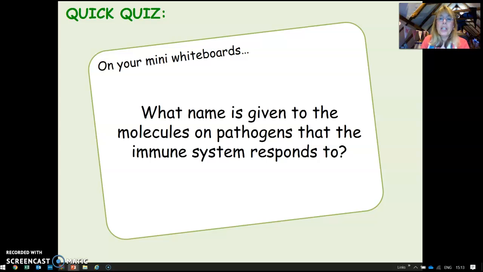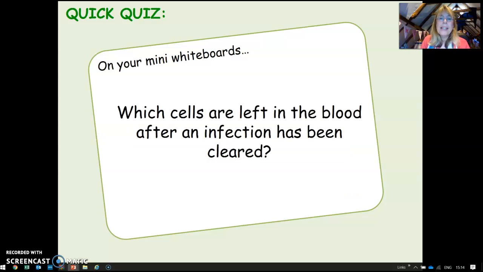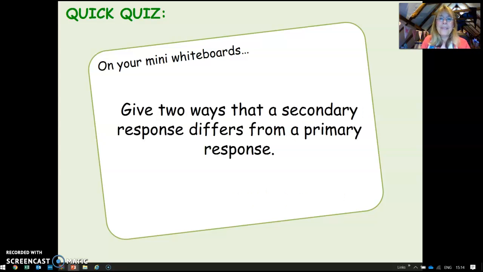What name is given to the molecules on pathogens that the immune system responds to? Remember, it's on the pathogen, so we call it the antigen. Well done. How about this one? Which cells are left in the blood after an infection has been cleared? Well done, you've remembered. It's, of course, the memory cells or the memory lymphocytes.